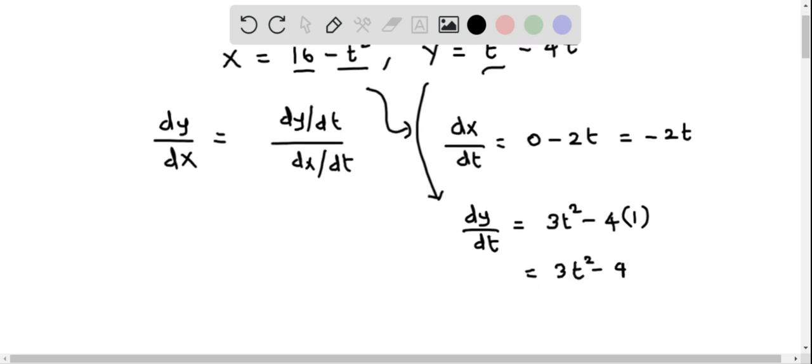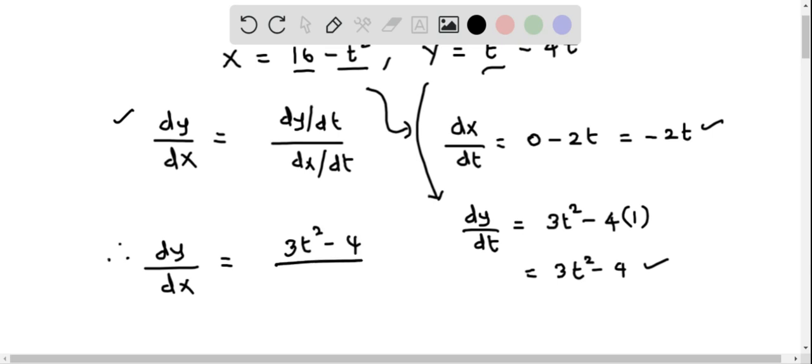Now we have the derivatives dy by dt and dx by dt, which we can plug into the slope formula. So therefore we write dy by dx, and this equals in the numerator we replace dy by dt, which is 3t squared minus 4, and in the denominator we replace dx by dt, which is negative 2t. So this is the expression for the slope of the curve.